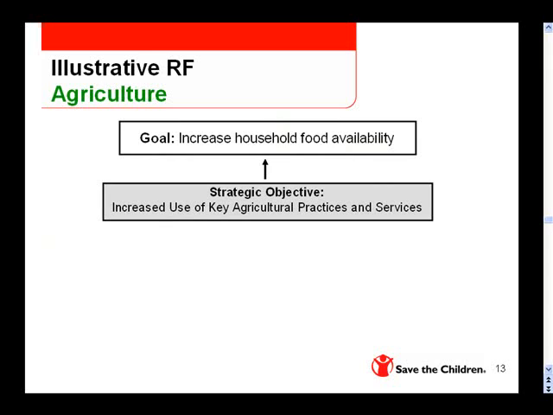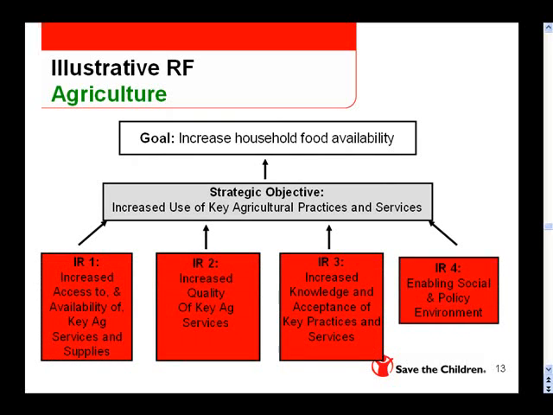Going back to the results framework for this agricultural program, we see that all the 4 IRs relate to the increased access to and availability of key agricultural services and supplies, increased quality of those key agricultural services, increased knowledge and acceptance of key practices and services related to those agricultural practices, and the enabling social and policy environment.